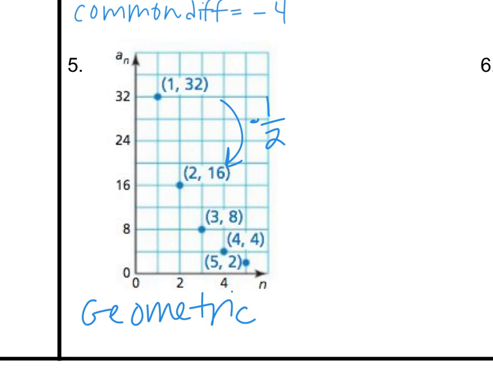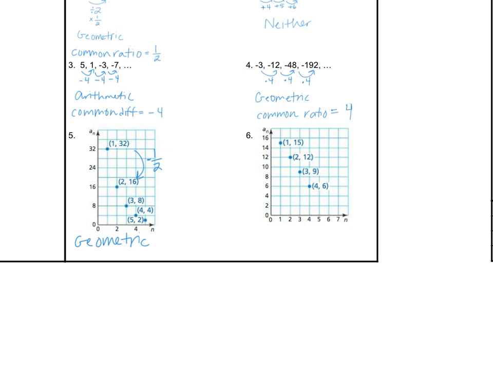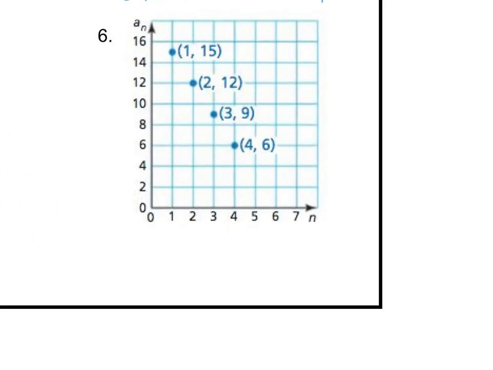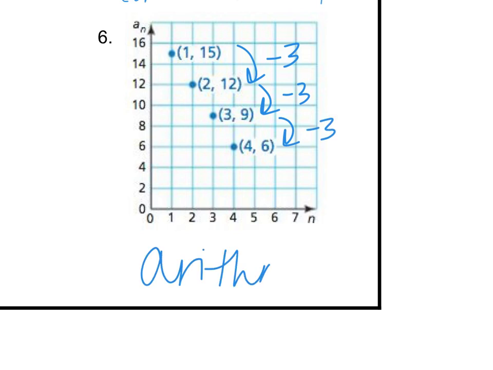And then the last one, Hannah, what do you think? Arithmetic, geometric, neither? How do you know it's arithmetic? Yep, subtracts 3 over and over. And also you could draw a straight line through that and make it linear. So yeah, this is arithmetic. Cool. Flip it over. So that's arithmetic, geometric, or neither.